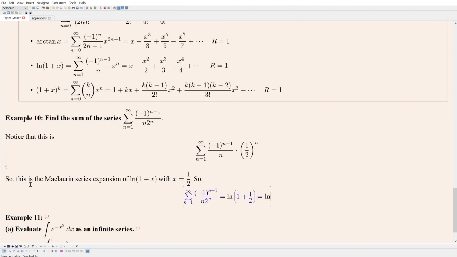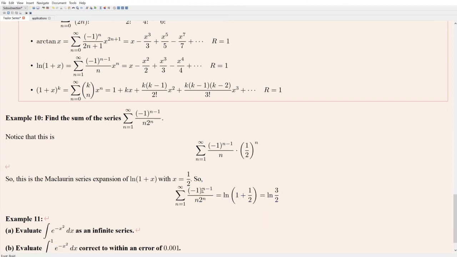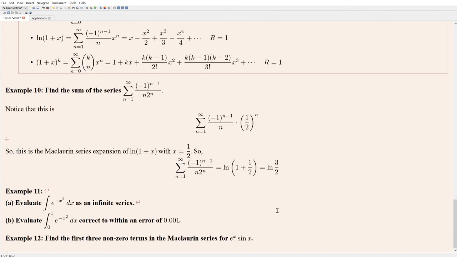So 1 plus 1/2, so that's natural log 3/2, whatever that number is. So that's what this series sums to. It sums to natural log 3/2. Pretty cool.